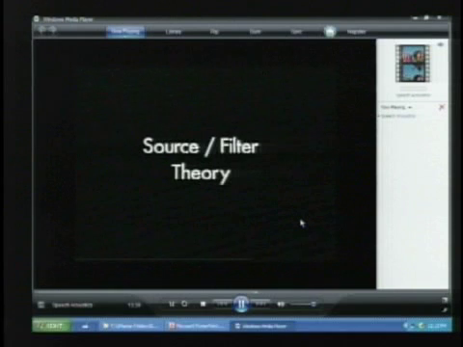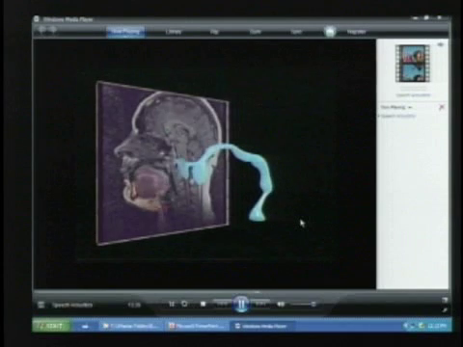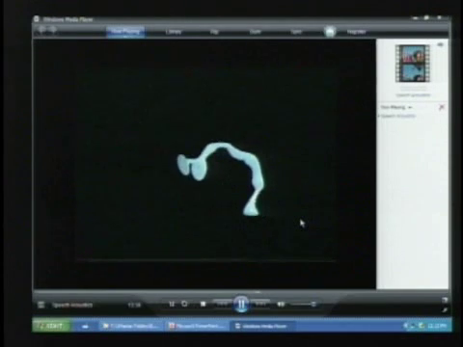To narrow our understanding of the acoustic events inside the vocal tract, we'll look at what is called the source filter theory, and focus on vowel sounds. To simplify matters even more, let's iron out the vocal tract and shape it into a smooth tube.